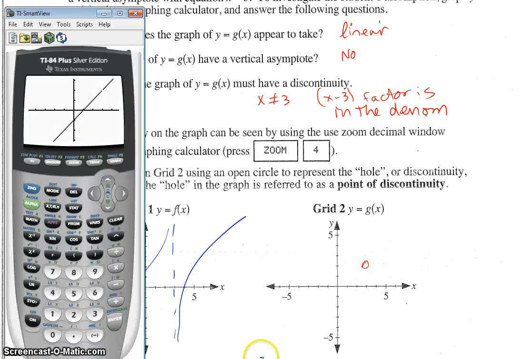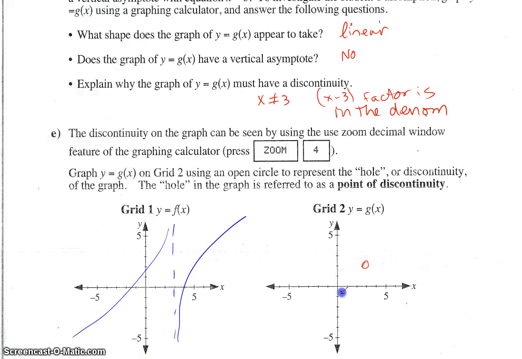Let's just see if we can get, yeah, so it's crossing here at 1. So it kind of looks like this, except a straight line. Okay, so this hole in the graph is referred to as a point of discontinuity. It appears to be at 3, 2, but we don't know yet. We're actually going to figure out how to find that point.